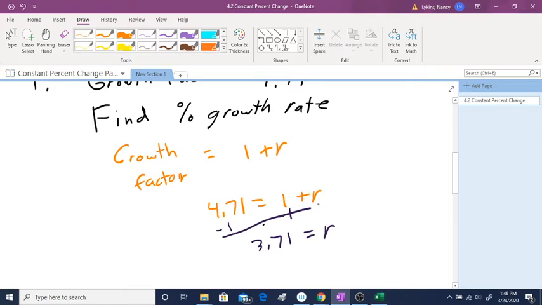Okay, now the key to this problem is it's wanting to know what the percentage is. So anytime you're asked for percentage, you need to take your answer and multiply it by 100%. So in this case, R comes out to be 371%.